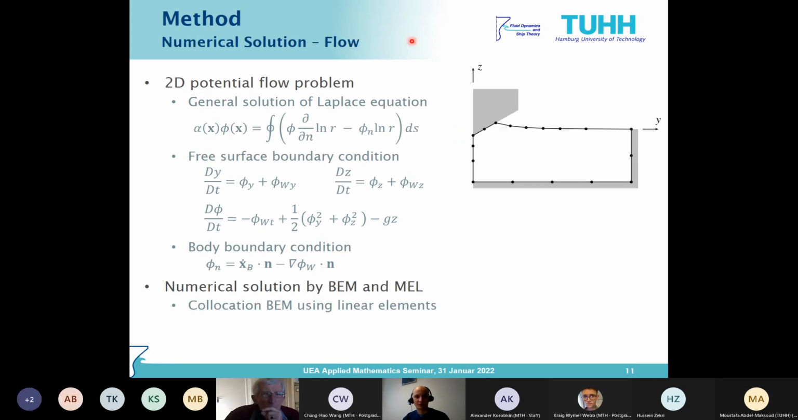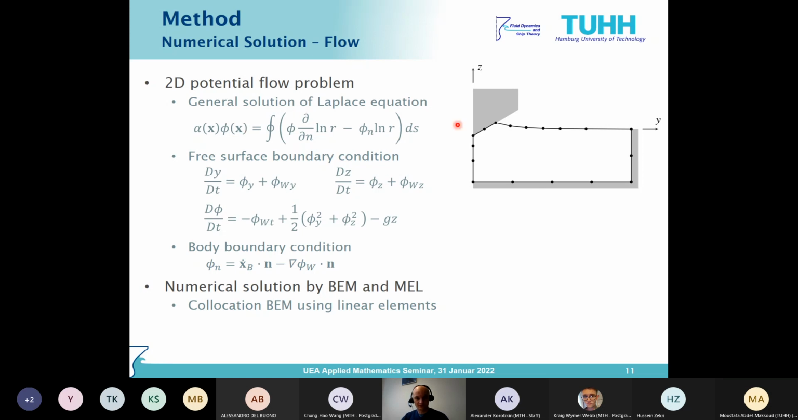And now I come to the solution method that we use to calculate this flow. So this is a general solution of the Laplace equation, which is based on Green's second identity. And it basically says that at any point within the fluid domain, I can get the value of the potential from the values on the boundary. And the values on the boundary are the potential and the normal derivative of the potential.